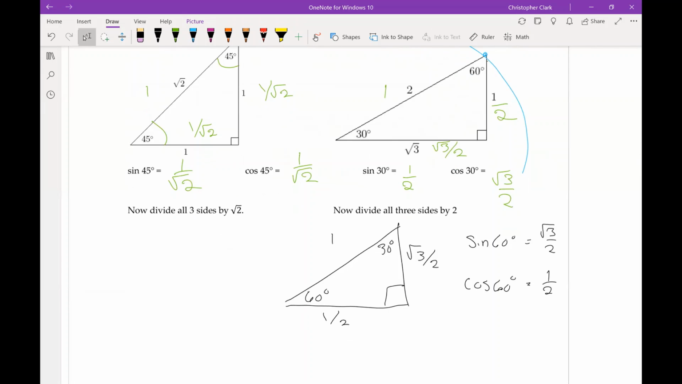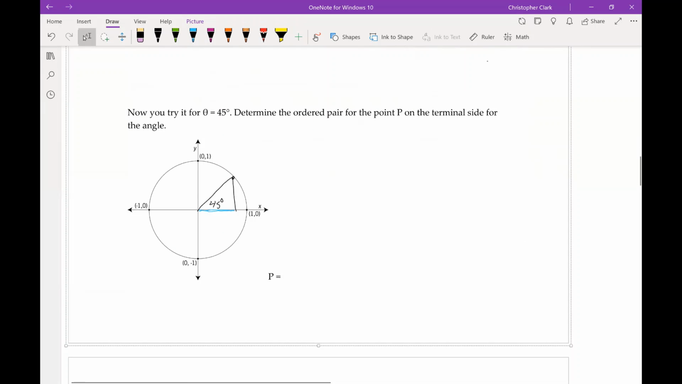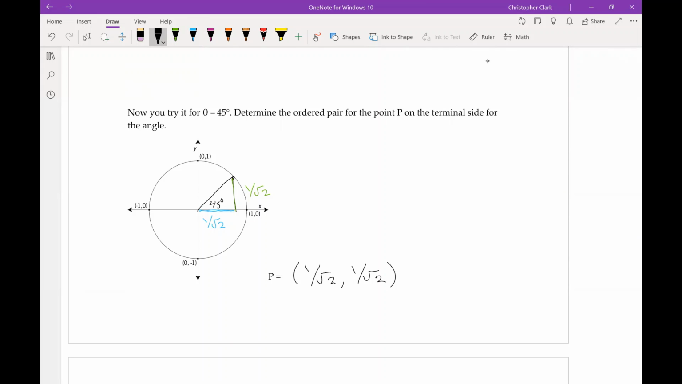Yep, 1 over square root of 2. And the sine actually ends up being the same. We have to move up 1 over square root of 2. That means that this point is 1 over square root of 2, 1 over square root of 2.